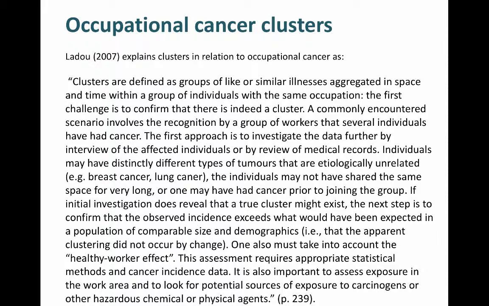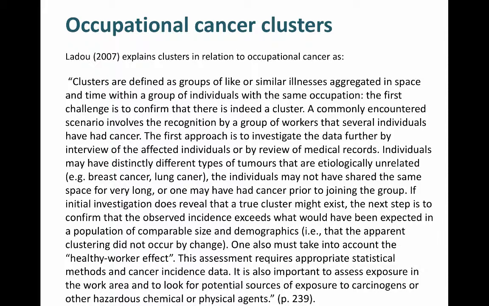A commonly encountered scenario involves the recognition by a group of workers that several individuals have had cancer. The first approach is to investigate the data further by interview of the affected individuals or by review of medical records. Individuals may have distinctly different types of tumours that are etiologically unrelated, for example, breast cancer and lung cancer. The individuals may not have shared the space for very long, or may have had cancer prior to joining the group.